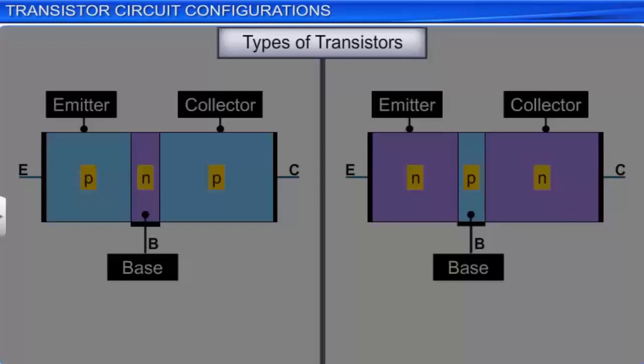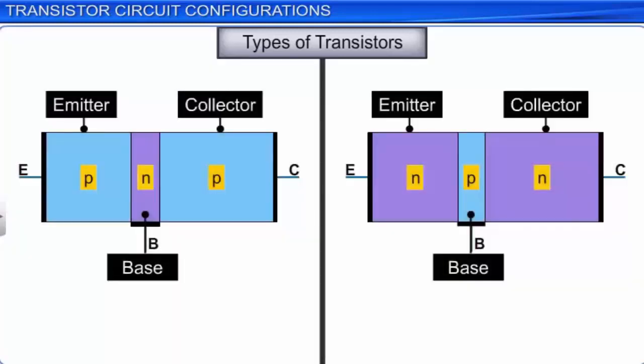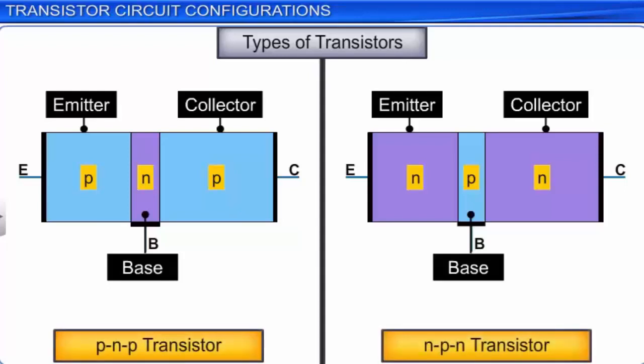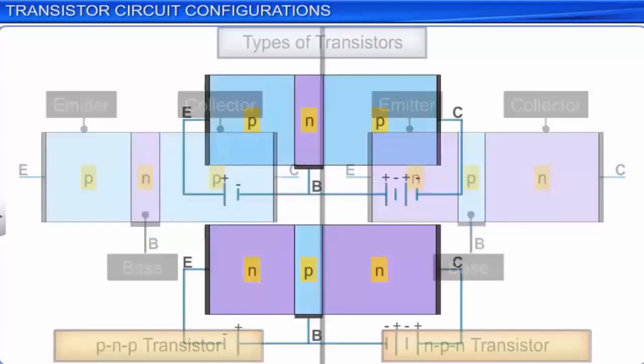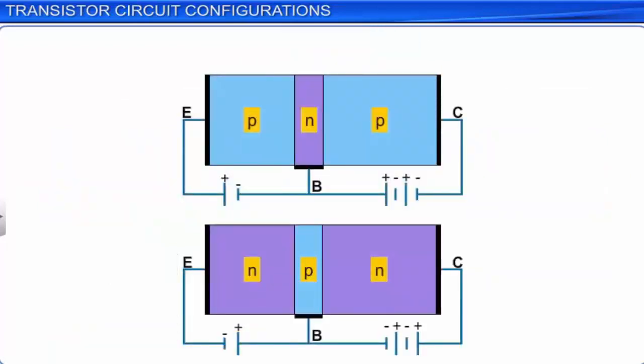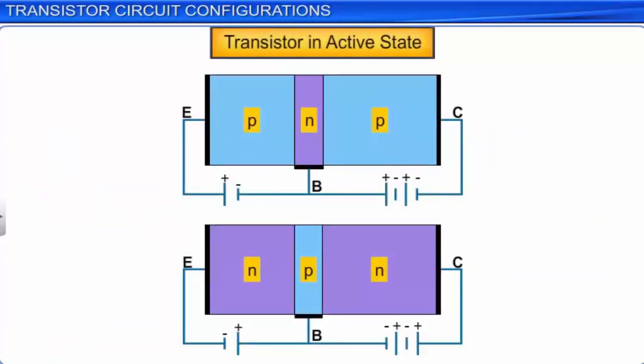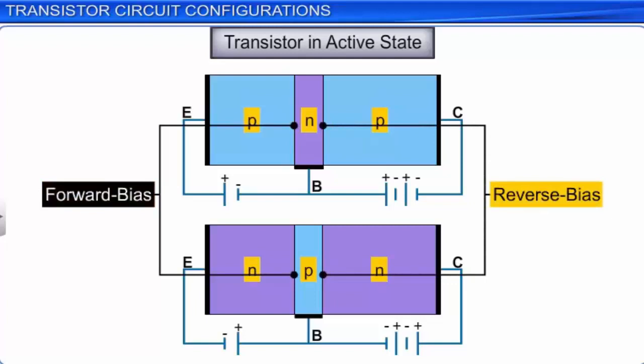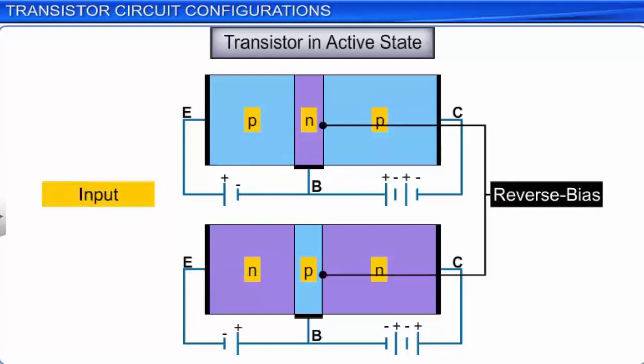You have learned that there are two types of bipolar junction transistors, namely the PNP transistors and the NPN transistors. You have also learned that a transistor is said to be in active state when its emitter base junction is forward biased and base collector junction is reverse biased. While biasing a transistor, the forward biased connection is called the input circuit and the reverse biased connection is called the output circuit.